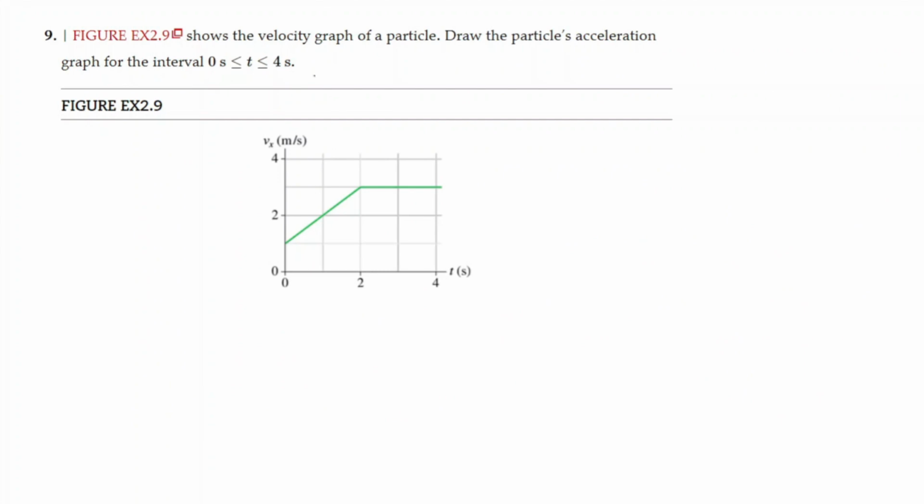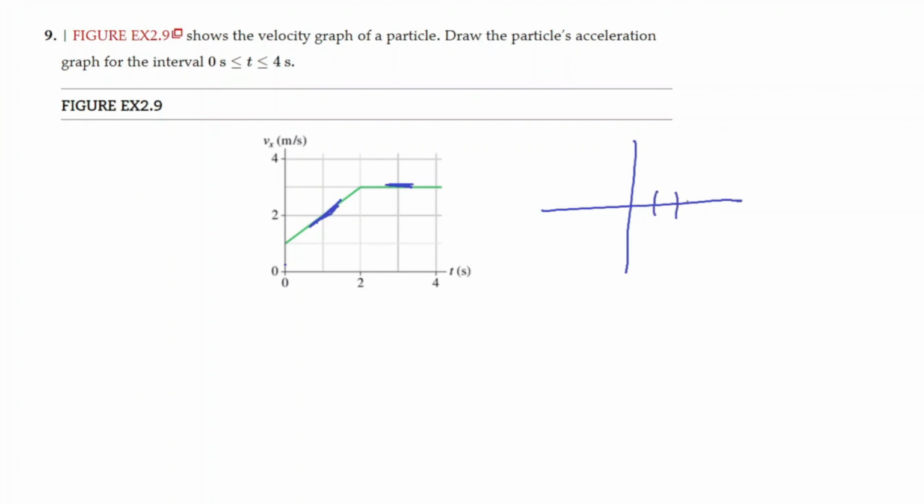All right, so let's take a look at number 9. Number 9 is this figure, which shows a velocity graph of a particle. Draw the particle's acceleration graph for the interval 0 to 4. So we're going to do the same thing we did for the position and velocity. The acceleration of the velocity graph would essentially just be the slopes at any given interval. So let's just draw a little mock graph here.